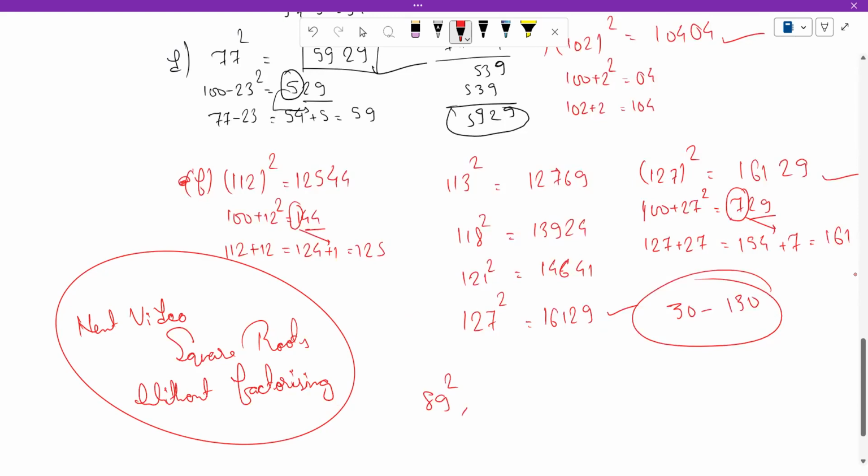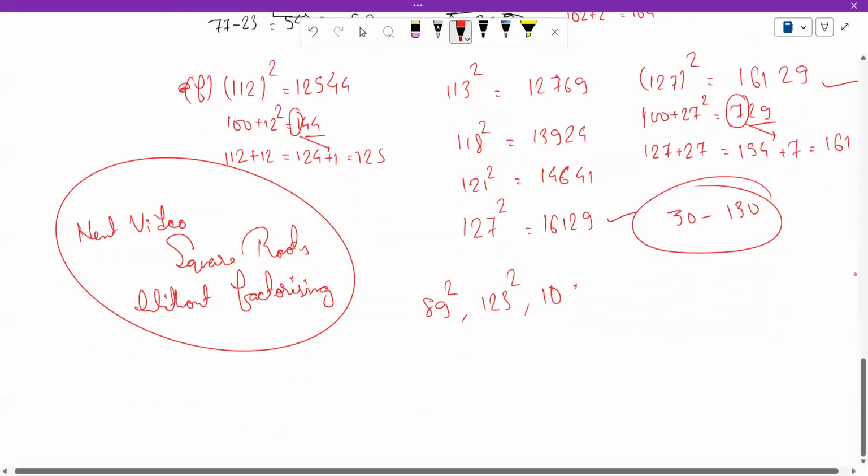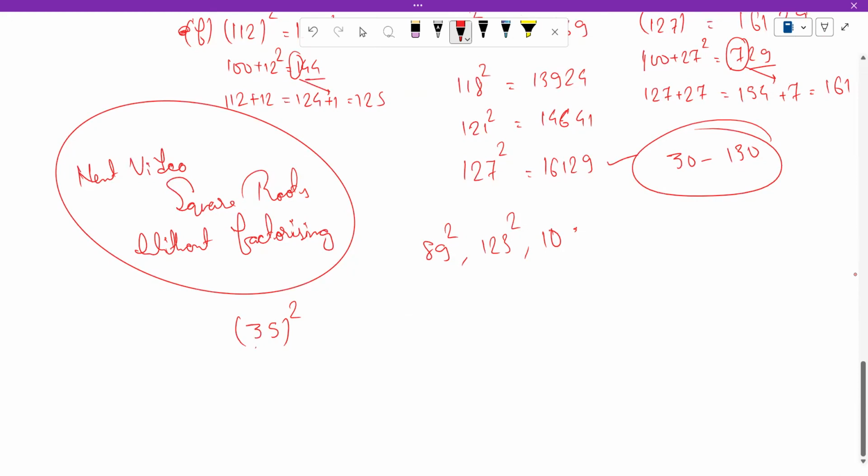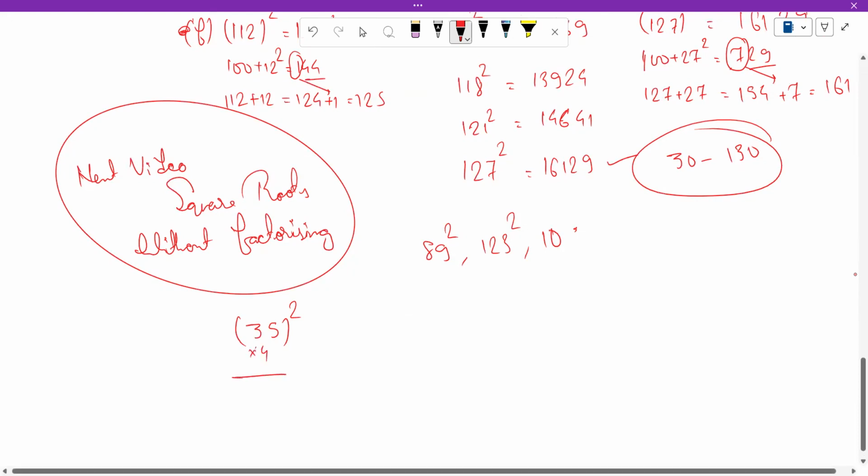Find me the square of 89, 123 square. Okay, one more thing I would like to share: if any number ends with 5, for example, if I tell you to find a square of 35, what we have to do is very easy. We don't need any trick. Only trick is this 3 will be multiplied by 1 more than 3. So it is 4 now. So multiply this by 4, which is 12. Add 25. So the answer is 1225.